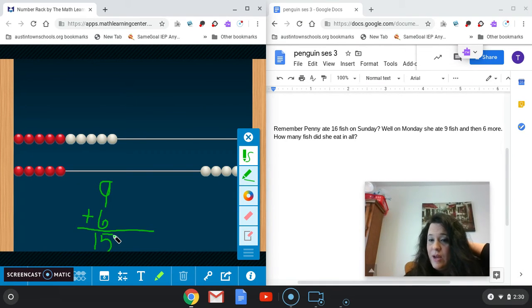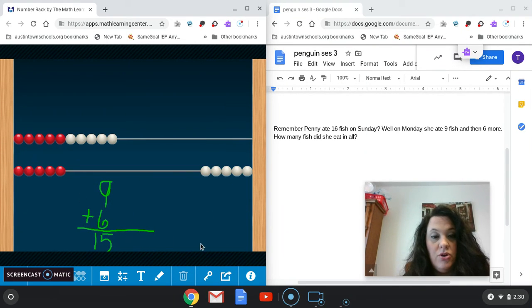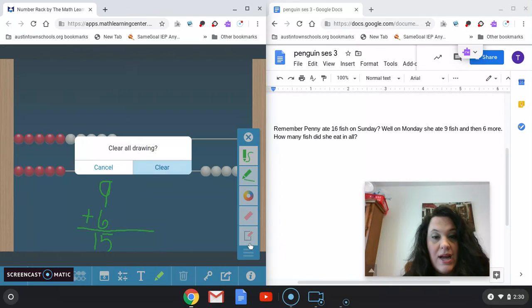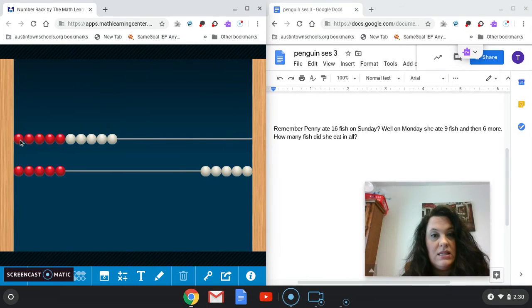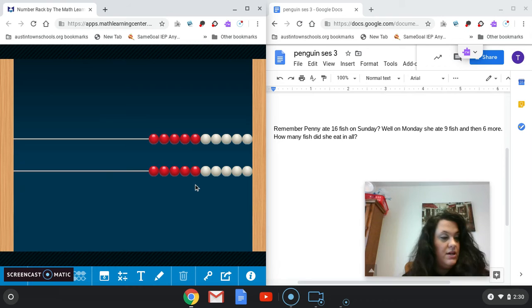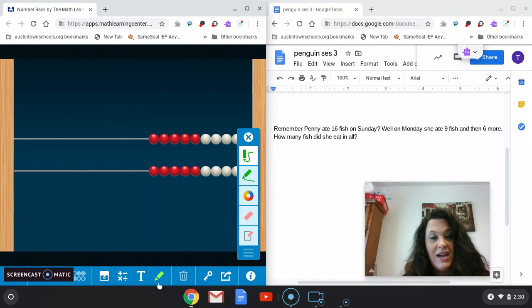Let's try another one like that. We're going to see if we can make this go to 10 to make it easier for us to look at and to count, because that's a really good strategy when we're adding: if we can make the 9 a 10 and then add. So let's reset this again, and I'm just going to give you some problems now to solve. Let's start with 9 plus 2.